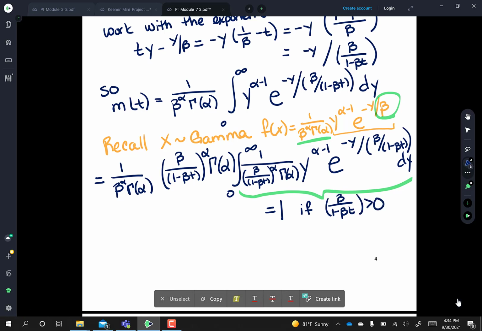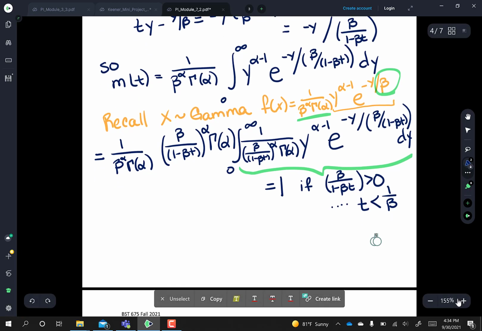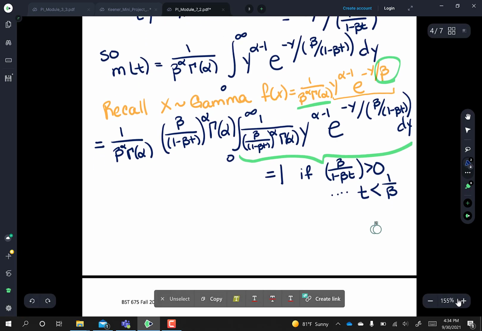And so to solve here to see what this implies about t, you could find that this is the same as t being less than 1 divided by beta. And so you would do that by solving this inequality in terms of t. So now we only have this first piece to look at.